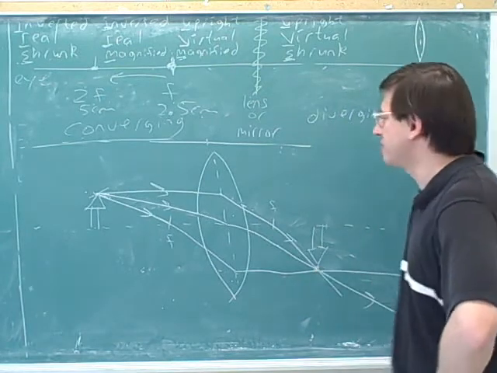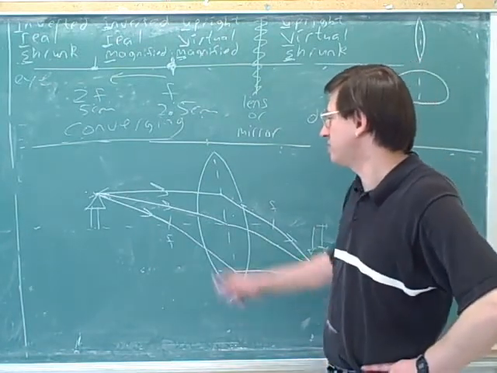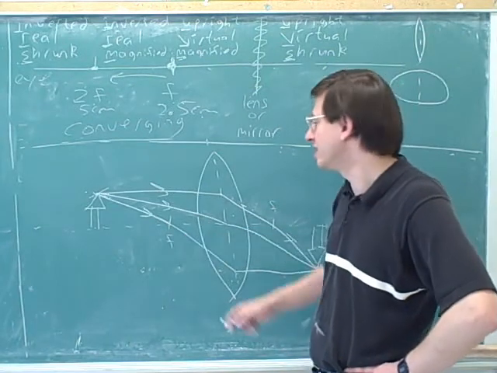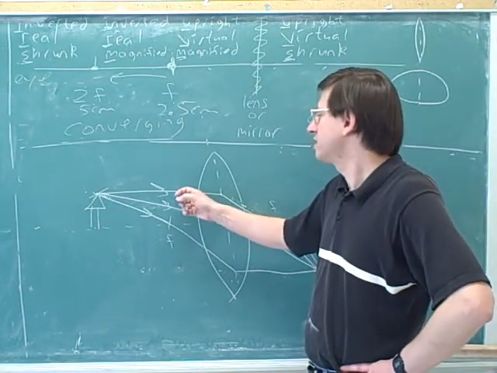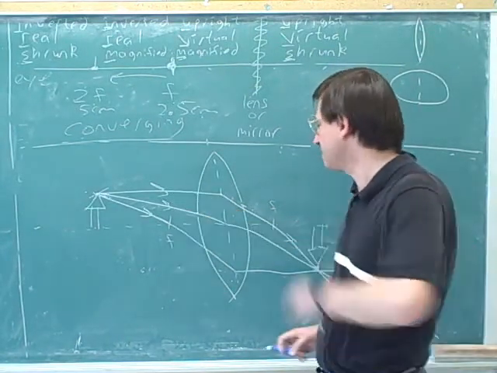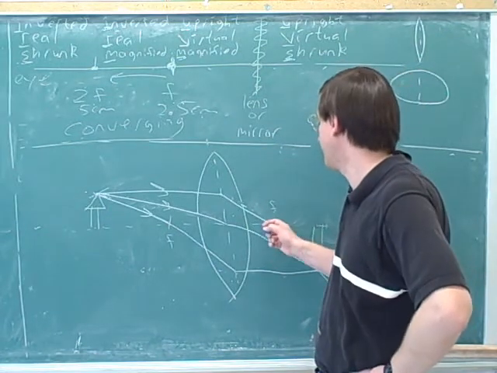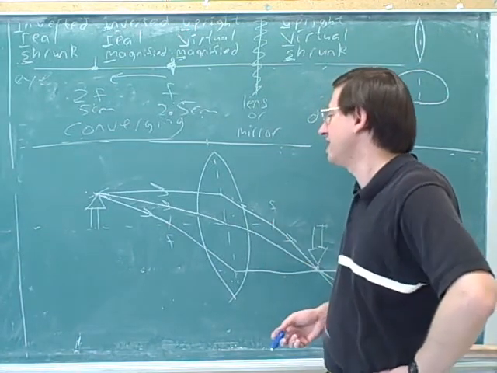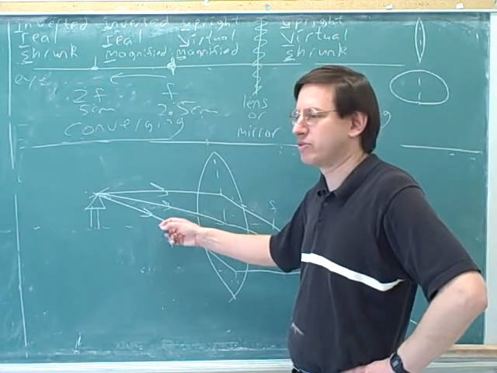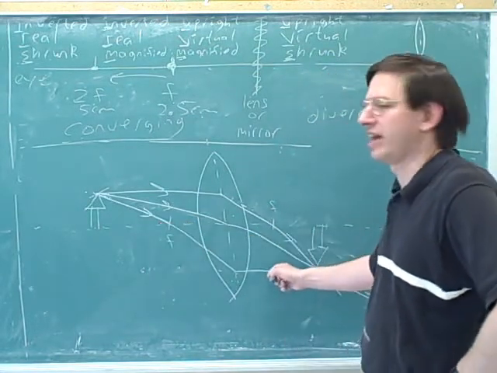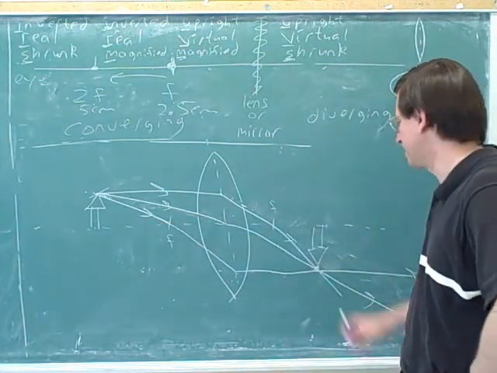Okay, so this shouldn't be too hard to remember because there's a kind of symmetry between the P ray and this ray over here. If the incoming light is parallel to the horizontal axis, the principal axis, then the outgoing light goes through the focal point. Well then, if the incoming light is going through the focal point, then the outgoing light is parallel to the axis. There's kind of symmetry there.